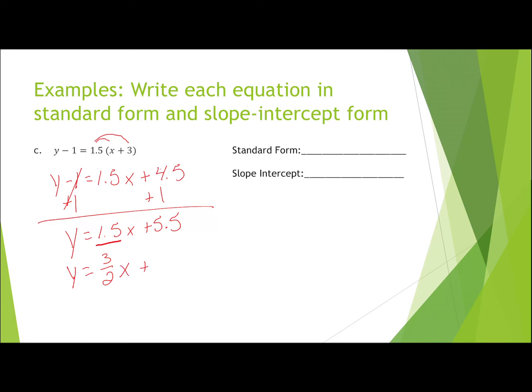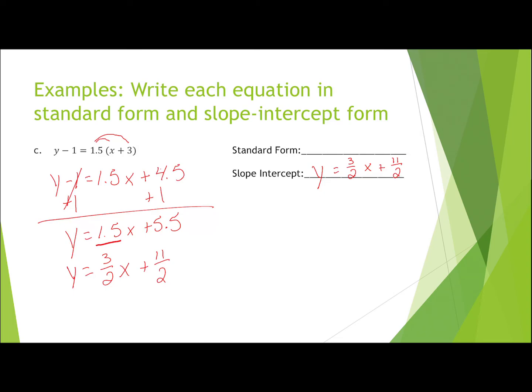Again, with the 5.5, if you need help making it into a fraction, type 5.5, and then the math button, then the enter button twice, and you should get 11/2. So that is our slope-intercept form. Y equals 3/2 x plus 11/2.